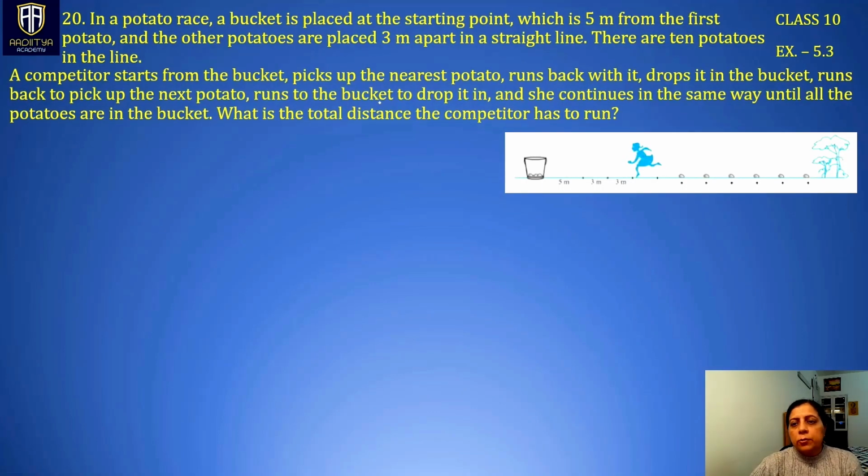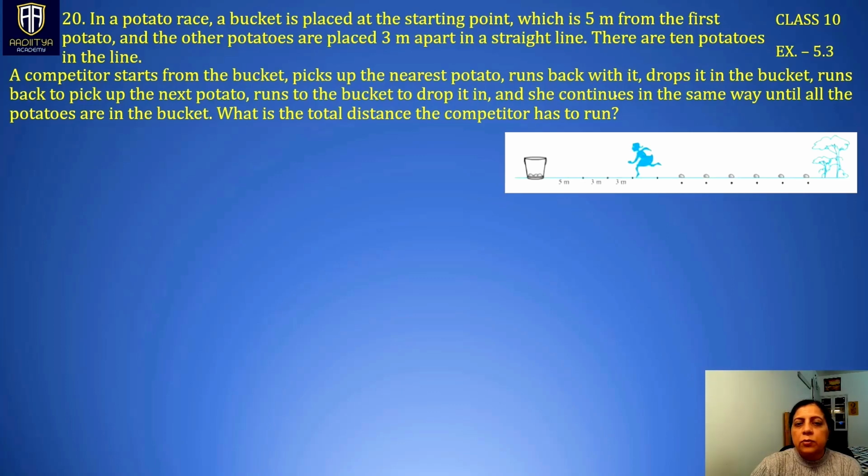So this is the last question of this exercise. This is also very interesting. In a potato race, a bucket is placed at the starting point, which is 5 meters from the first potato. And the other potatoes are placed 3 meters apart in a straight line. There are 10 potatoes in the line.